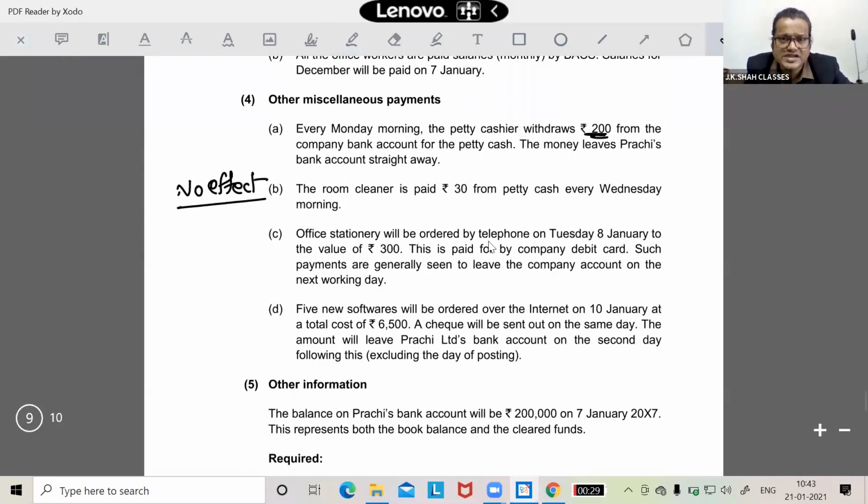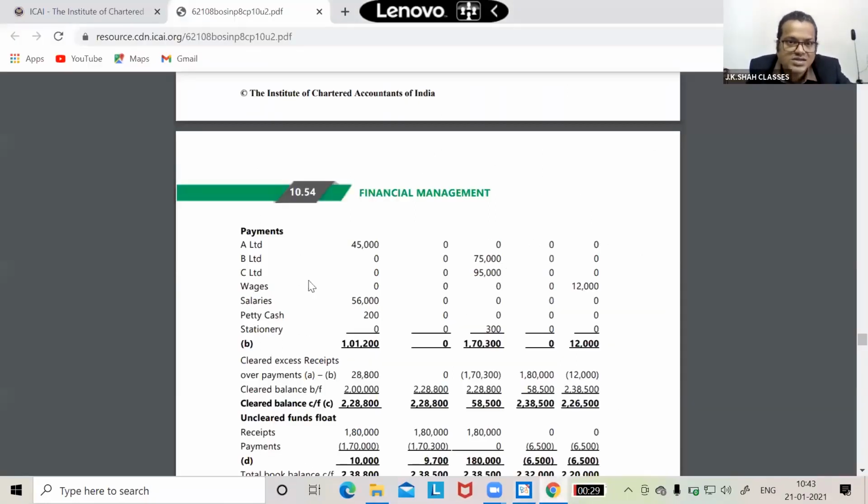Okay. Office stationery will be ordered by telephone on 8 Jan, to the value of 300. It is paid by the company's debit card. Such payments are generally seen to leave on the next working day. Means on 8 January, we will swipe the machine. 8 January, the transaction will happen, but the money gets deducted on the next day. So on 9th January, in the payments, we should see 300 rupees. And we will see 300 rupees. See, 9 January. Right, people? Hope you all understand this.